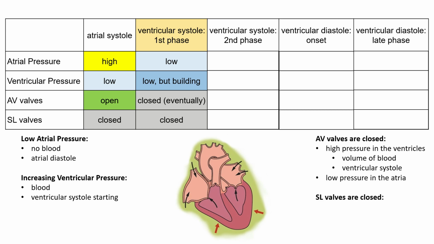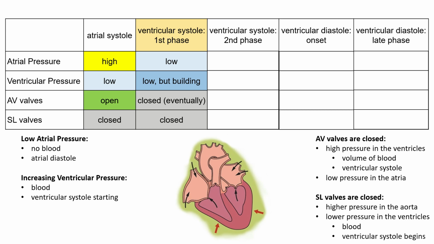Now the semilunar valves are also going to be closed, and this is due to the same reasons we saw before. A high pressure in the aorta and a lower pressure in the ventricles at this point. It's not that the ventricles don't have any pressure. They have an increasing pressure in first phase systole, but it's still not great enough to overcome the pressure that is in the aorta. So that distinction needs to be made.